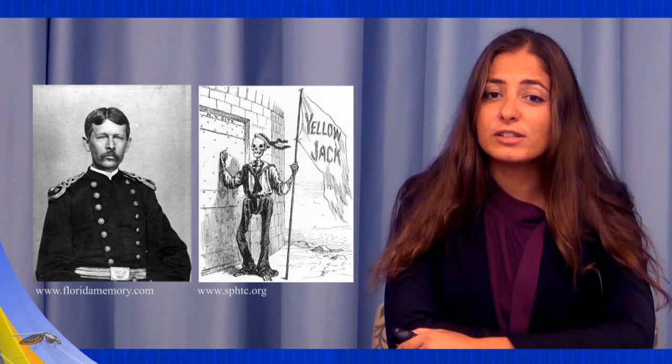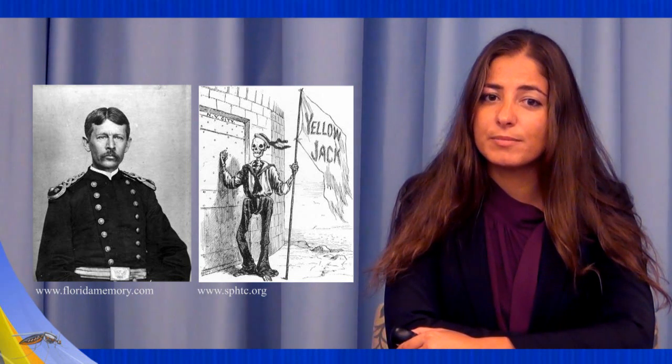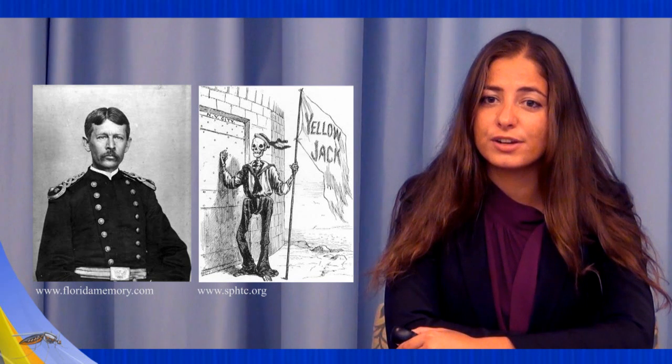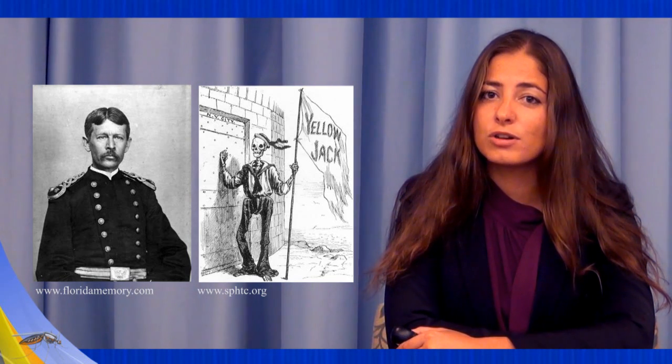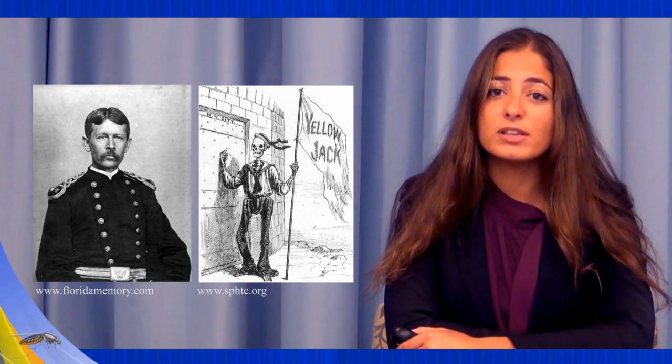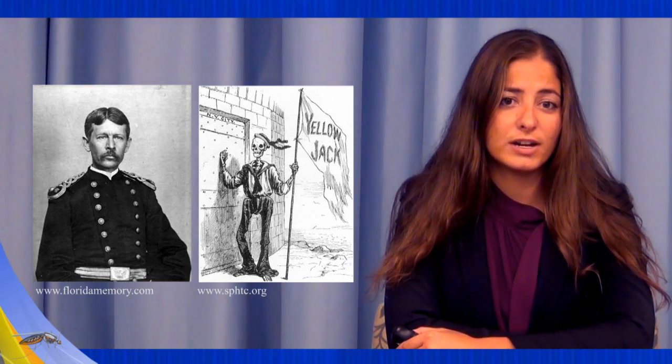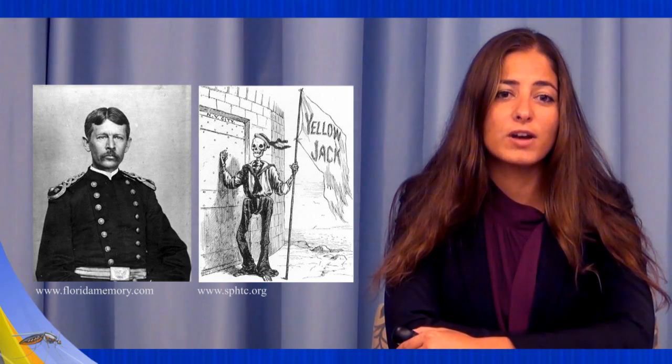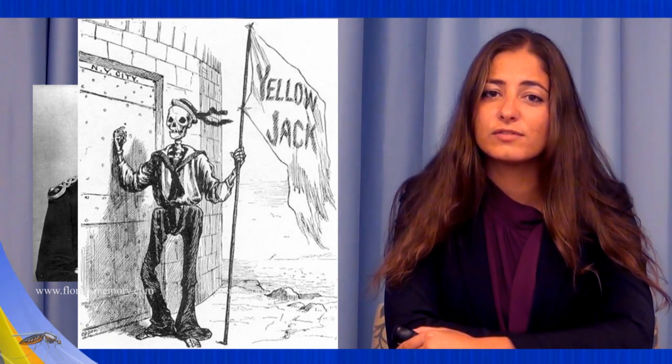Eventually, the disease spread to North America, with a number of epidemics occurring throughout the 19th century in New York, Philadelphia, and New Orleans, among others. Yellow Jack, as it was known in the United States at the time, is shown on the right as a sailor knocking at the gates of New York.